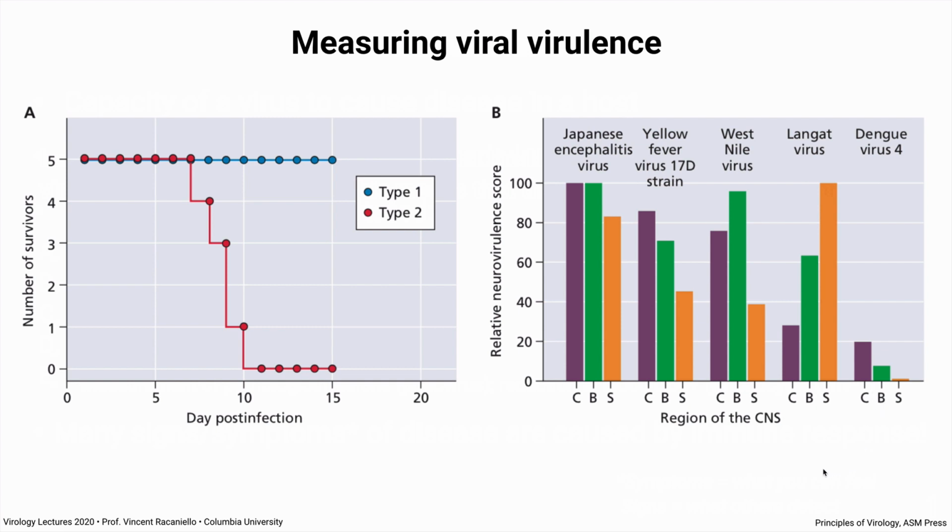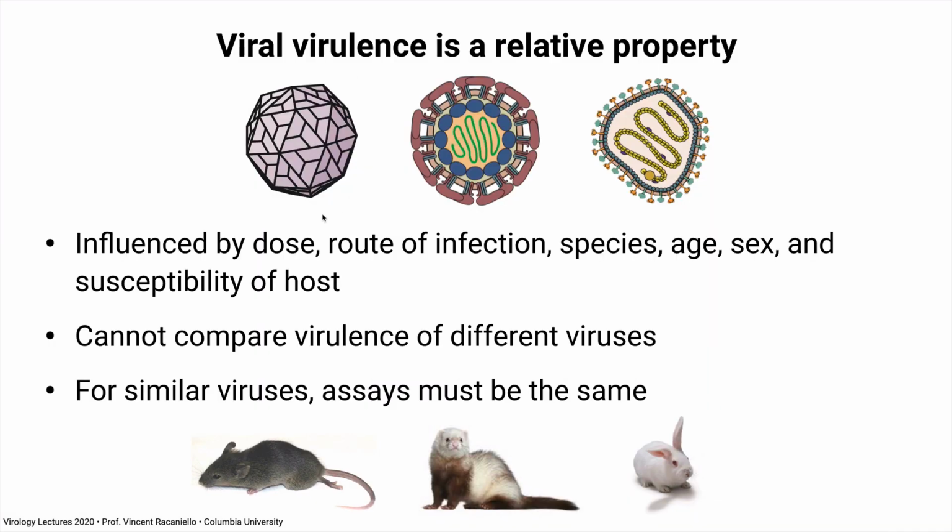So again, pathological lesions as a way of measuring virulence. You have to remember, however, that virulence of viruses is a relative property. It's influenced by dose, the route of infection, the kind of animal, the age, the sex, the susceptibility of the host, which means you can't compare the virulence of different viruses. For similar viruses, you have to use the same assay. So if you want to compare virulence of polioviruses, different serotypes, that's fine. You'd have to use the exact same assay in the same animal. Otherwise, you can't compare them.